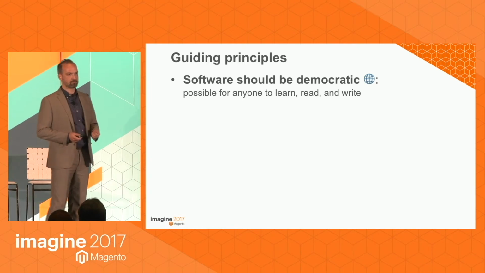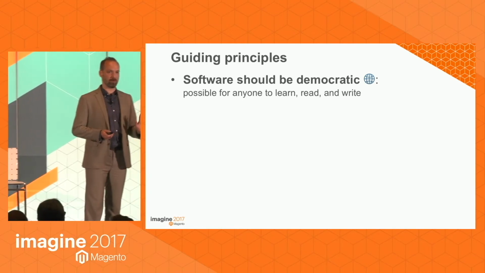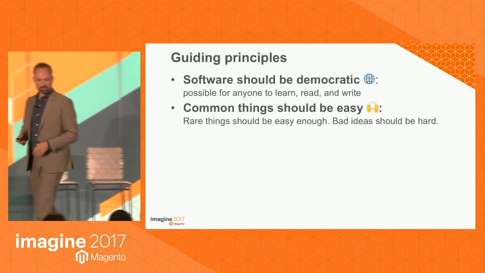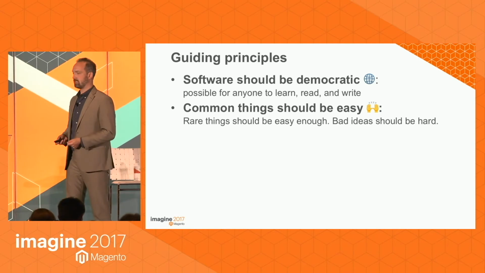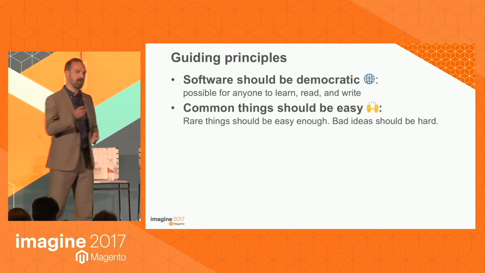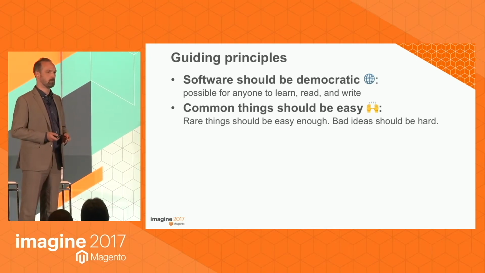Software should be democratic. That's small d. It should be possible for anyone to learn, read, and write. Doesn't mean everyone can, but it should be possible. Common things that you do all the time should be made to be easy. Things that are more rare should be as easy as possible. Things that are bad ideas should, if possible, be made to be hard.